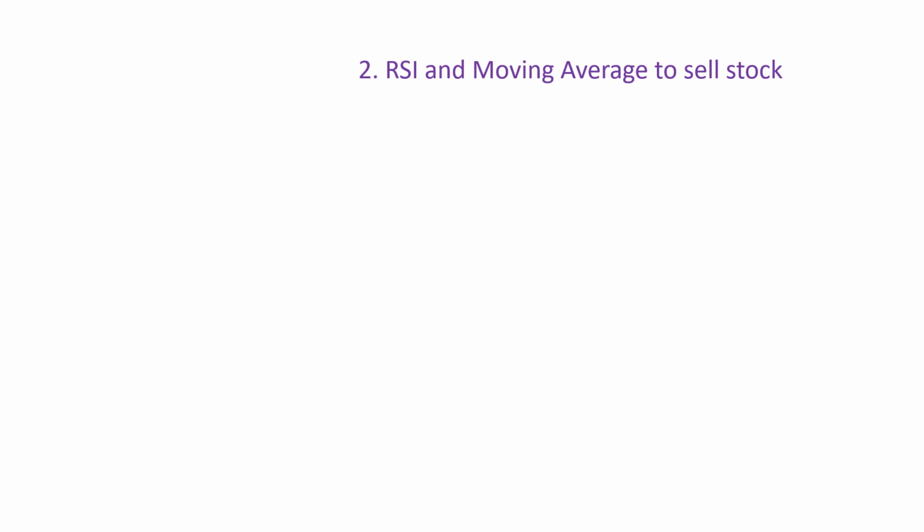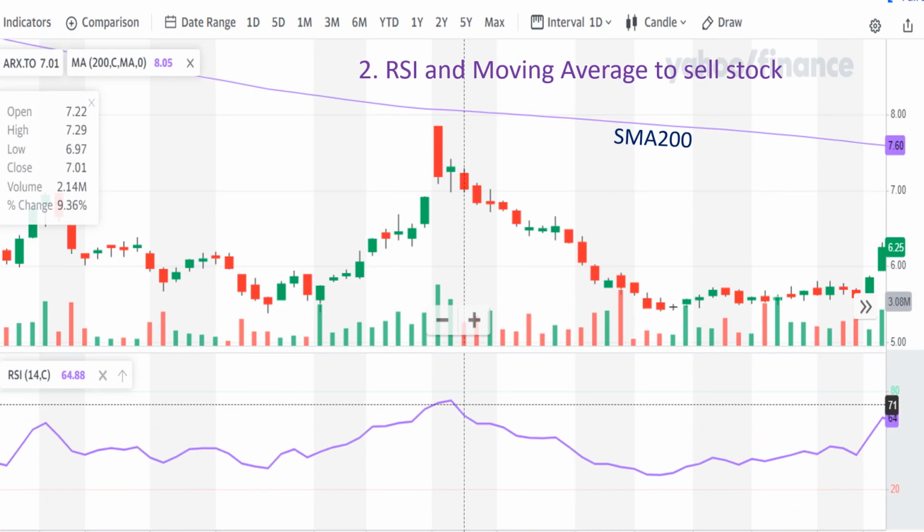The second golden trading strategy is using RSI and moving average to sell stock. In this graph, ARX stock D1 time frame Yahoo Finance, I have installed the RSI indicator with 14 days period and a long-term moving average with 200 days period. The slow moving average SMA 200 is used to identify the trend direction.